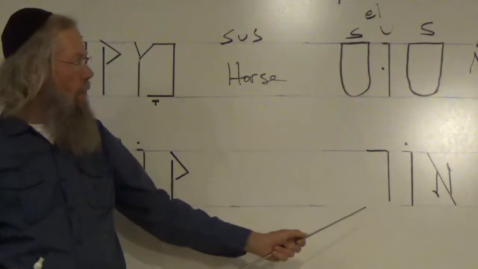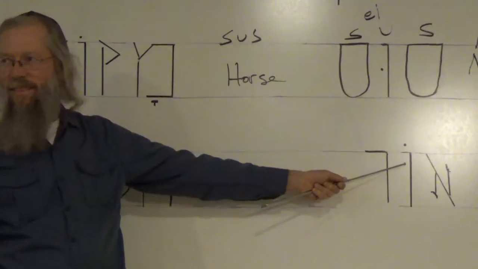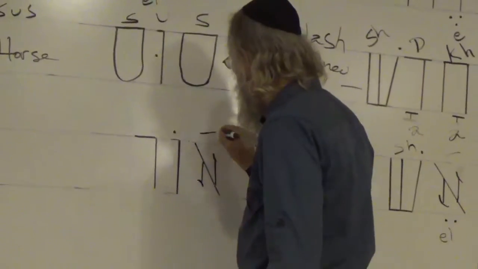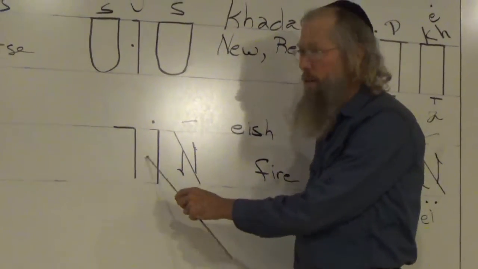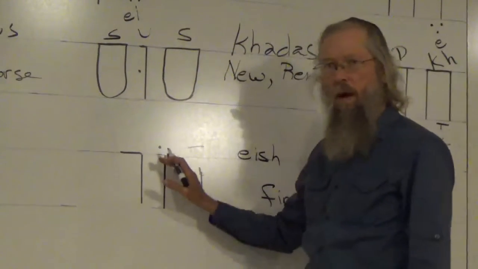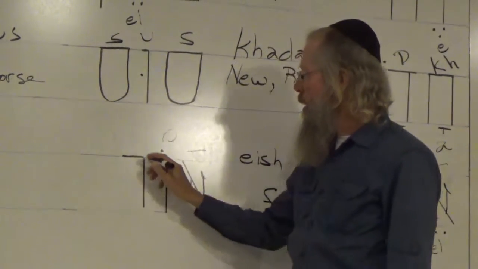Or. Okay, you have the vav right next door to it. Give it to me. Aleph is silent. Notice there's also no vowel here because your vowel's here. So this vav becomes an O, and resh.